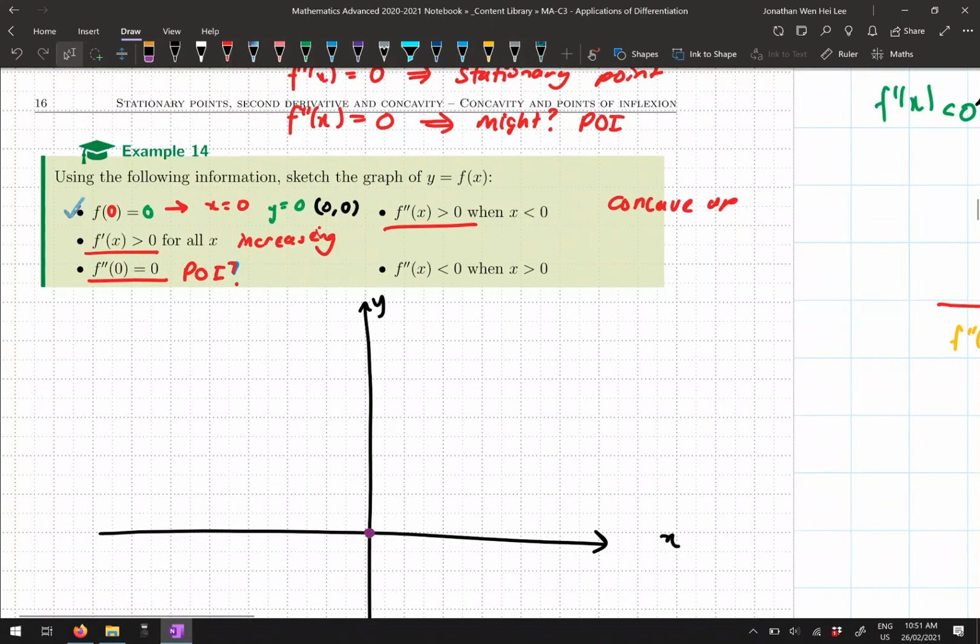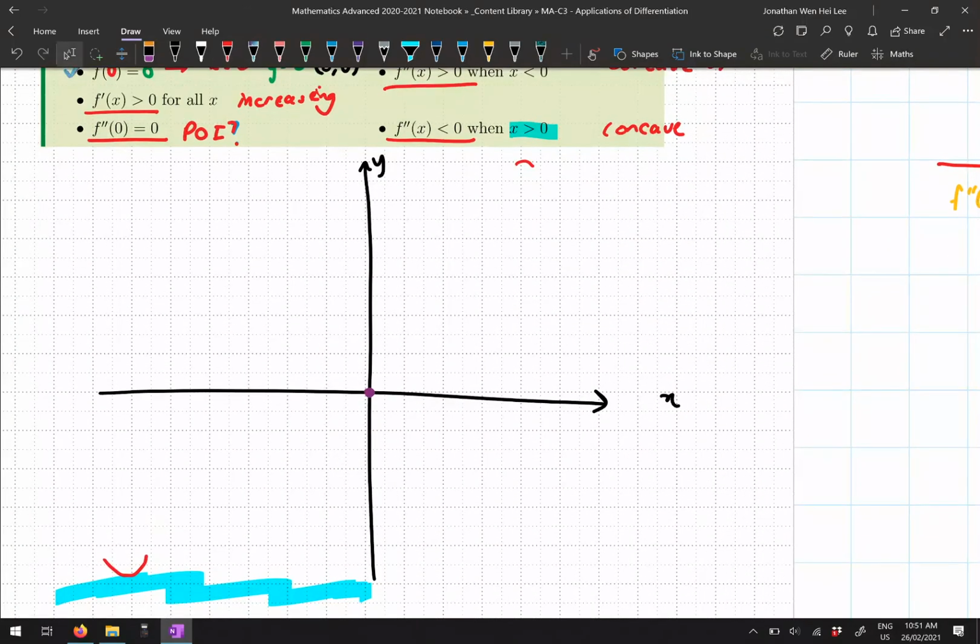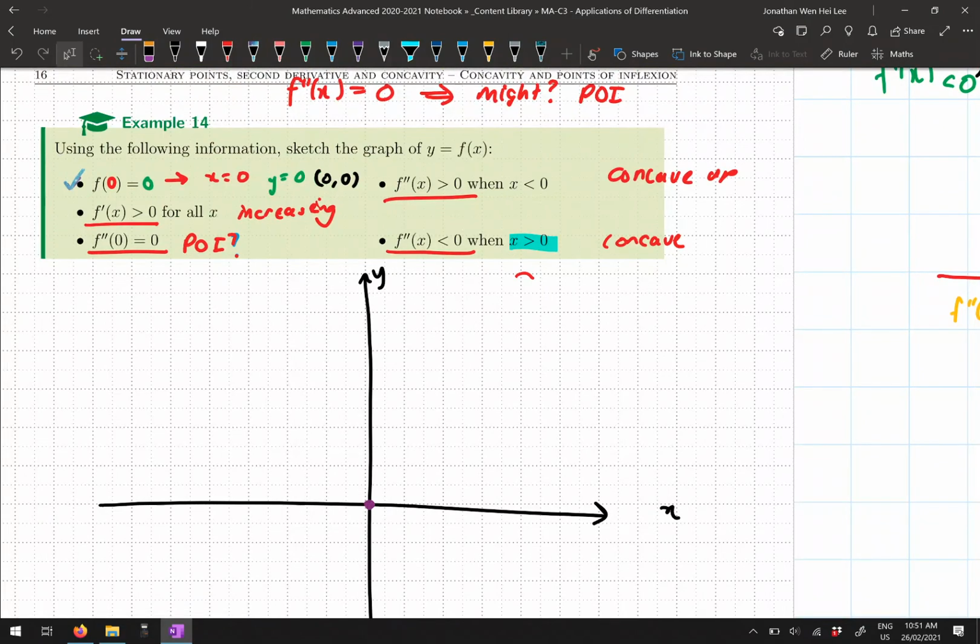How about on the right-hand side? When x is greater than 0, f double dash is less than 0. It is concave down. So on my right-hand side is concave down. So if I add all this together, what the graph would look like is something like this. Does it tell us about any stationary points? Are there any stationary points? No. Because for every single point, what do we know about our first derivative? It's increasing. The whole graph is increasing.